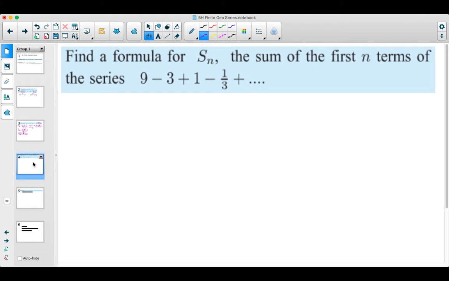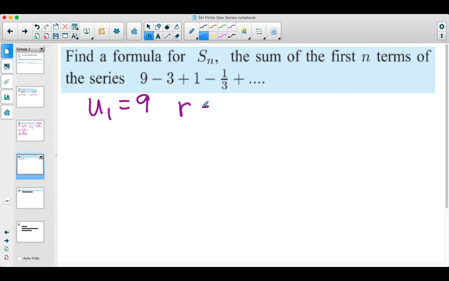Okay, let's take a look at another example that gives us a little bit different information. So this one says to find the formula for S sub n, the sum of the first n terms of the series, and our series is 9 minus 3 plus 1 minus 1/3 plus et cetera, et cetera. So in this problem, we can identify that u sub 1 is 9.